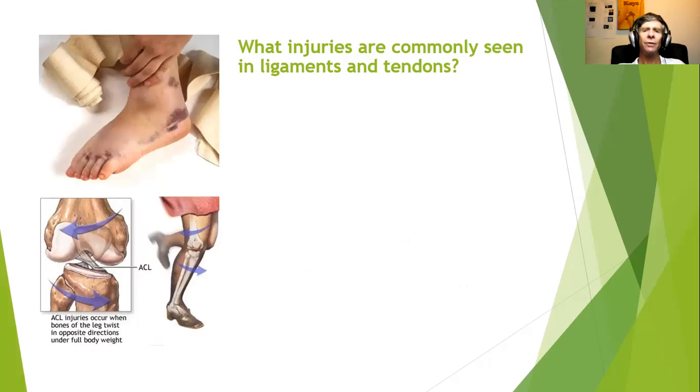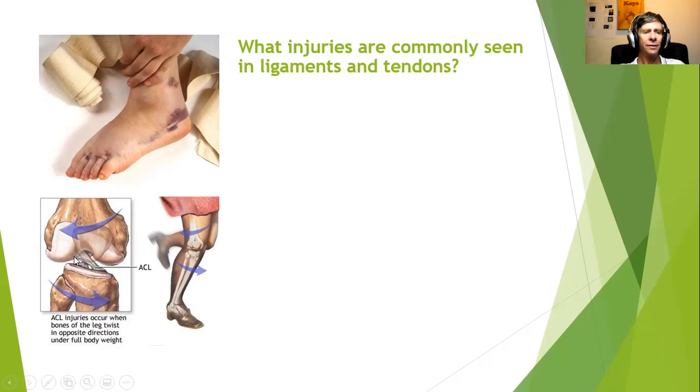So what injuries are commonly seen in ligaments and tendons? And this is where I kick in my day job, because this is the sort of thing I see quite regularly. So you've got some examples over here. This is somebody who's damaged their ligaments in their ankle. It's what happens if you're running parkrun and find a hole in the floor and you roll over. We end up looking like this, or just missing a step. Simple as that.